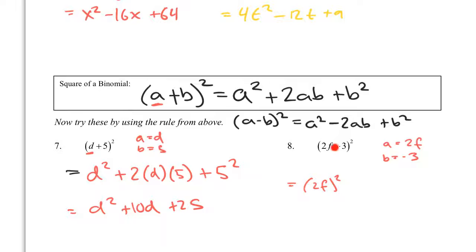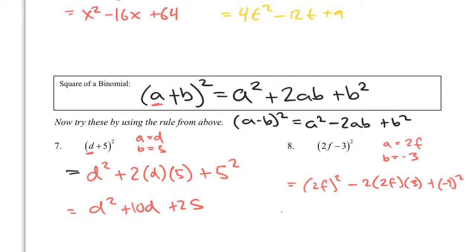This one's minus, so I'm going to put a minus in here. And then 2 times the first one is 2f, and then the second one is 3. And then finally plus negative 3 squared, right? Because this minus sign went right there, so I just need to put the 3 there.